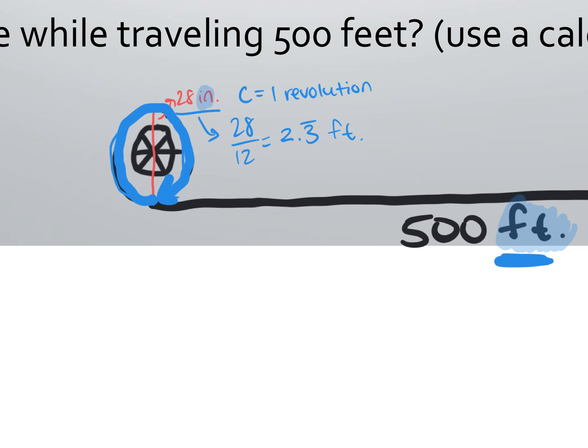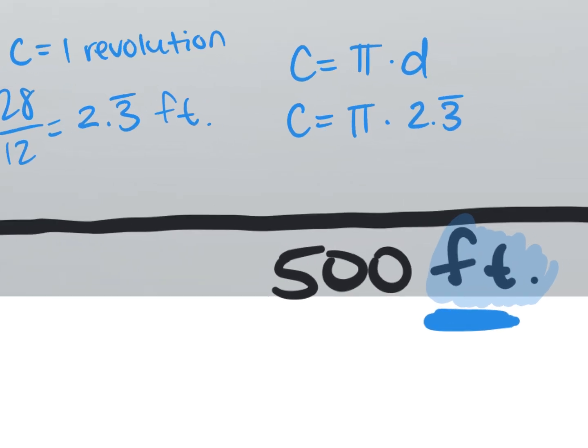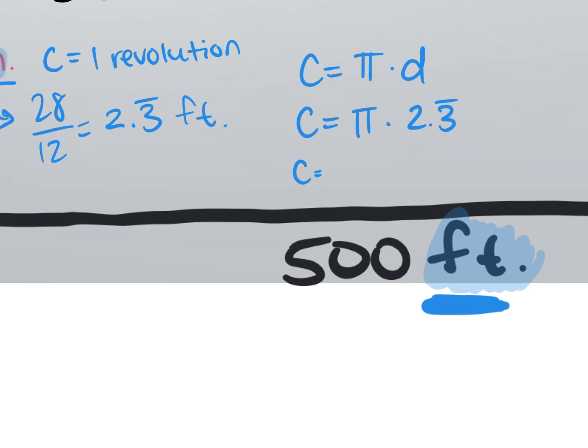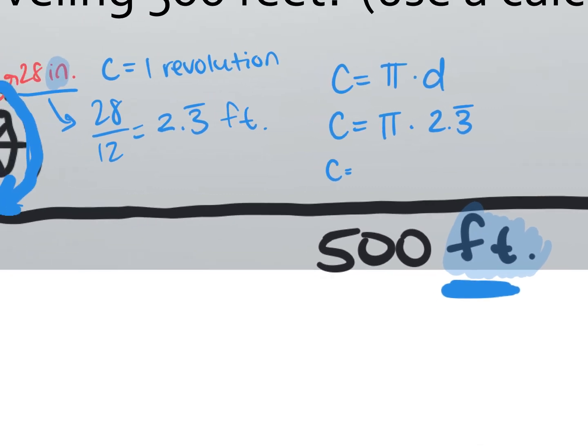Okay, so now let's use our circumference formula. Our circumference formula is pi times the diameter. In this case, it's going to be pi times 2.3 repeating. So in your calculator, make sure you use the 2.3 repeating and you don't round that number. If you have to plug it in again, it was 28 divided by 12, and then multiply that by pi.